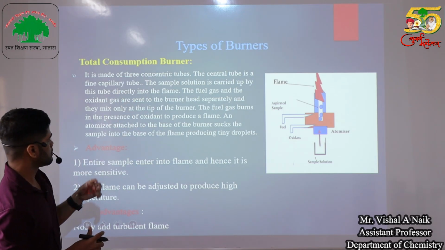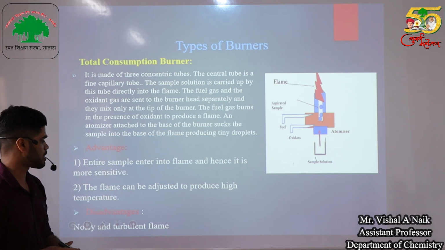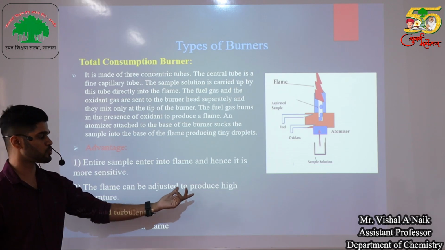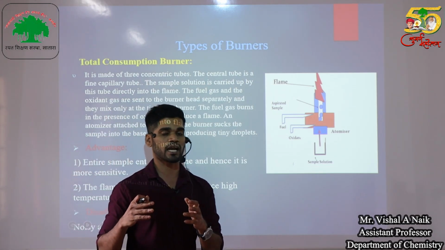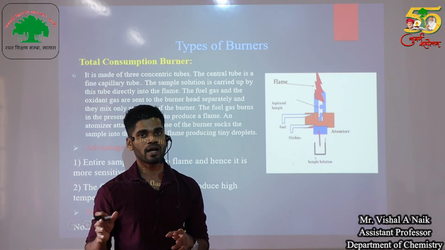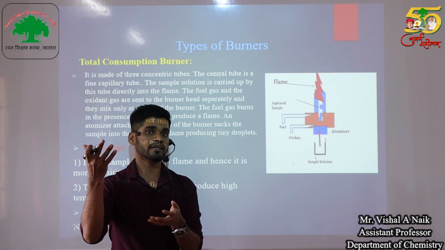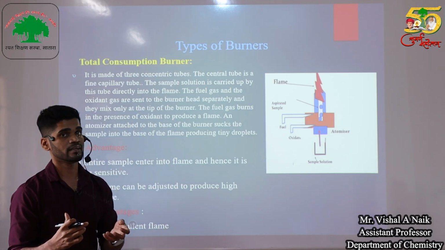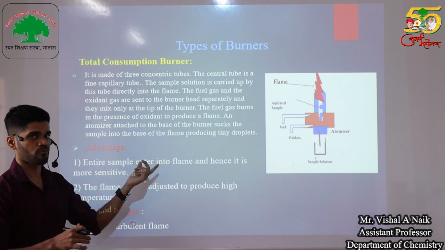Okay, and what are the advantages of this burner? The entire sample is introduced into a flame, so it is more sensitive. Then the flame can be adjusted to produce a high temperature. As we know, metal ions have higher melting points, that's why this burner produces a higher temperature. So metals easily get converted from ground state to excited state, and electrons get excited. So this is the important point of this burner.